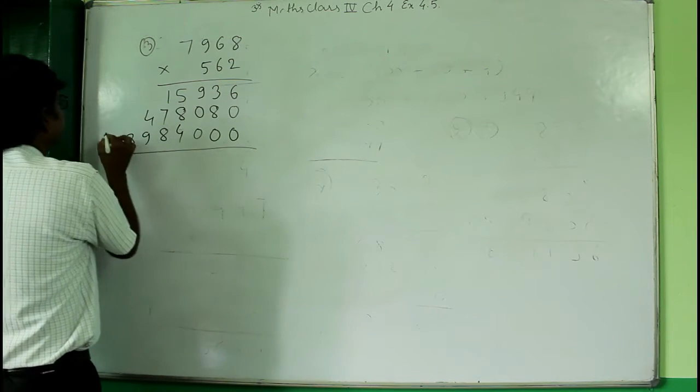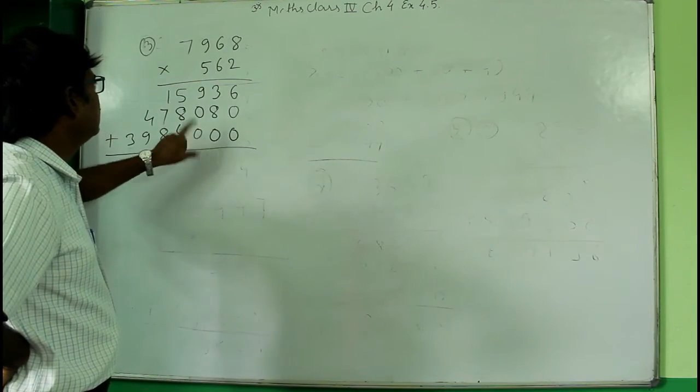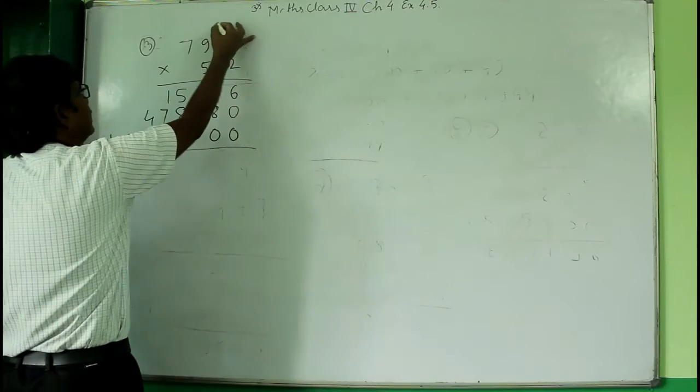So this is the number. Okay. Multiply 5 by 8 is 40. Then write here 0. Then carry 4. Okay. Here carry 4 here.